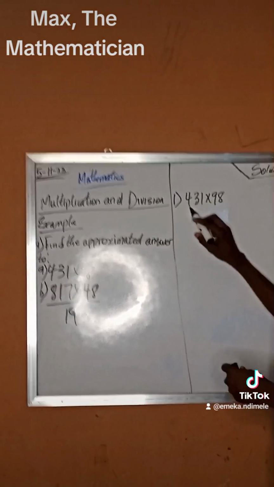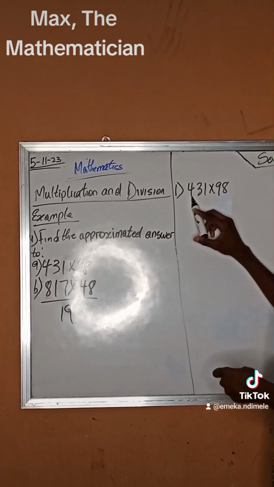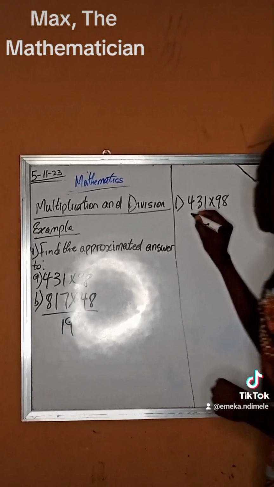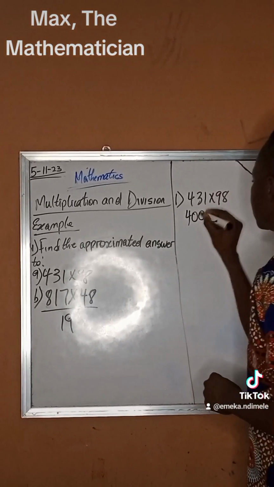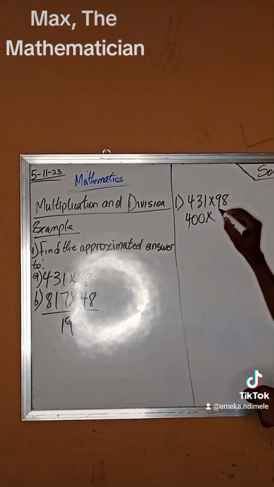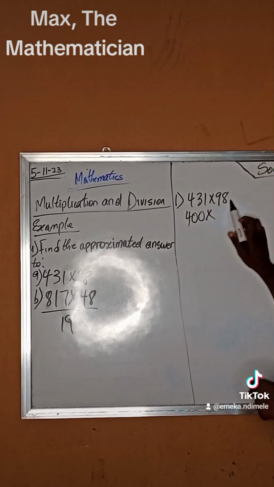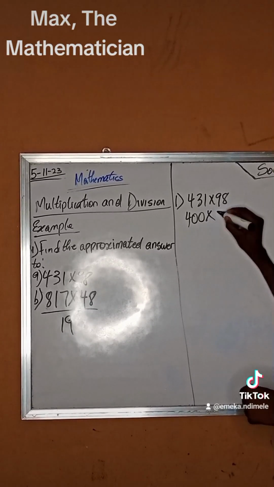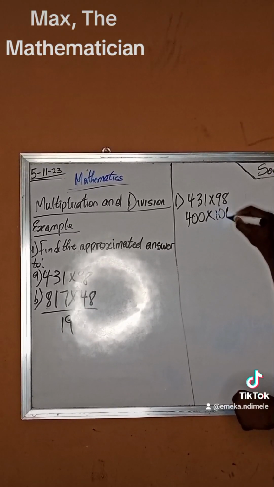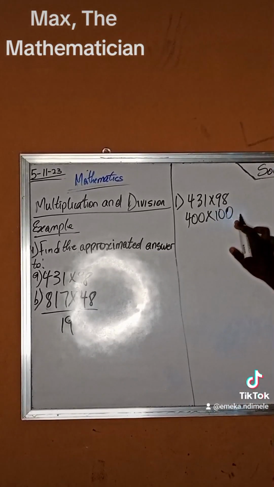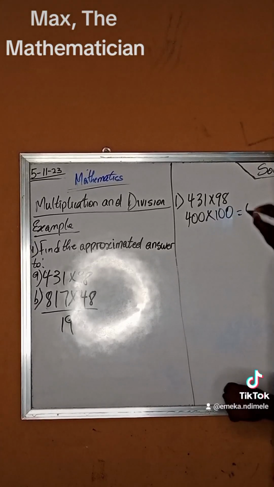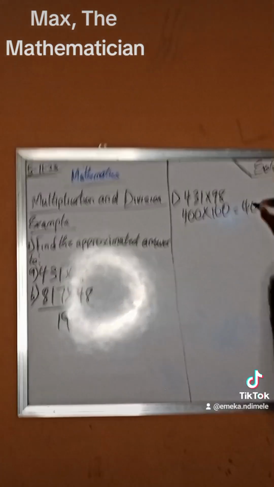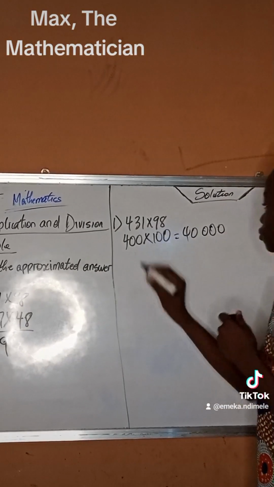Let's go for 431. 4 is the first significant figure, and 3 is the decider. So 3 is part of the range of 0 to 4, so you disregard the number. That will be 400. Times 98: 9 is the first significant figure, and 8 is the decider. 8 is in the range of 5 to 9, so add 1 to 9, that will make it 10. Then this 8 turns to 0, that is 100. So 400 times 100 will be equal to 4, then put in the zeros. How many zeros do we have? 1, 2, 3, 4.